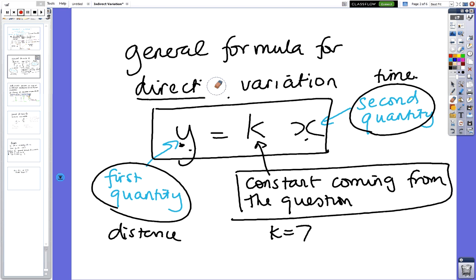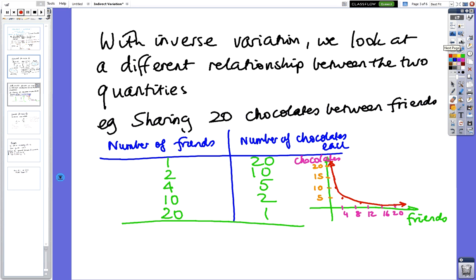Okay, coming across. With inverse variation, we look at a different relationship between the two quantities. We've still got two things, but it's not the same. The classic example is if you're sharing 20 lollies between your friends. If you've got one friend, you each get 20. If you have 2 friends, they each get 10. If you have 4 friends, they each get 5. If you have 10 friends, they each get 2. With 20, they each get 1. So I'm going 1 times 20, and each of these pairs of numbers multiply to give 20.